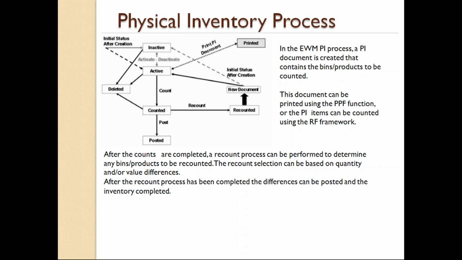So the recount can be automatic also. We have a config where we say if the difference is more than $10,000, automatically do recounting. If the difference is more than 10 quantities, automatically go and count. Okay, so this posting will correct the stock in EWM.